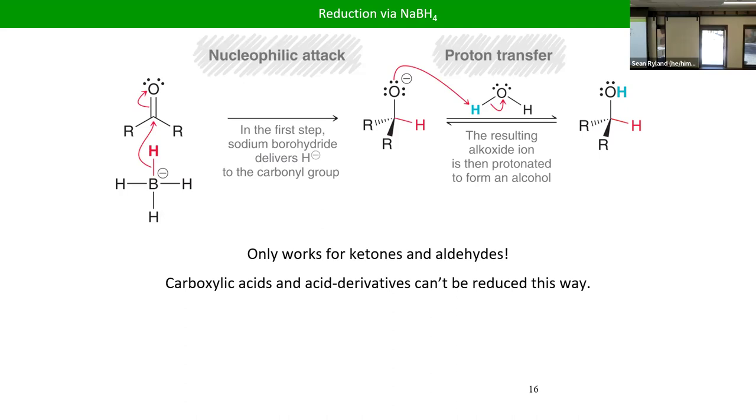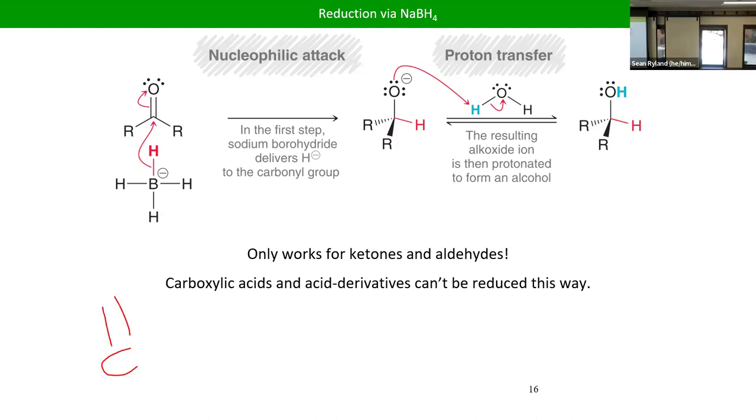Again, for that second step, whatever solvent or acid you have floating around is just a proton source. We only see this reaction though with ketones and aldehydes. It turns out carboxylic acids and acid derivatives don't get reduced this way.